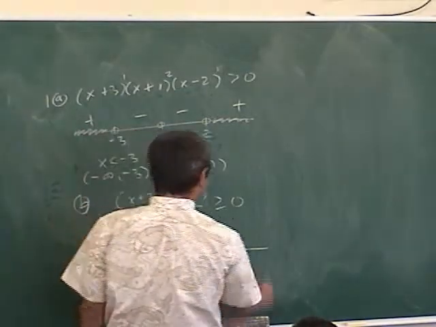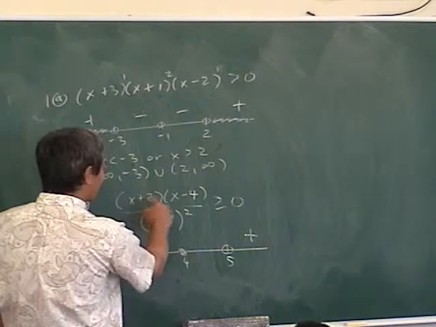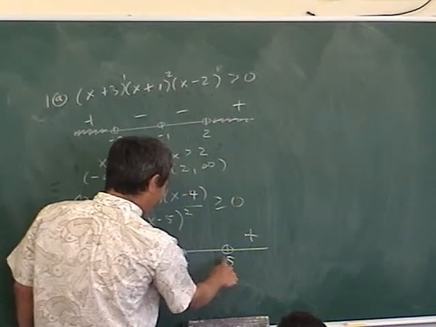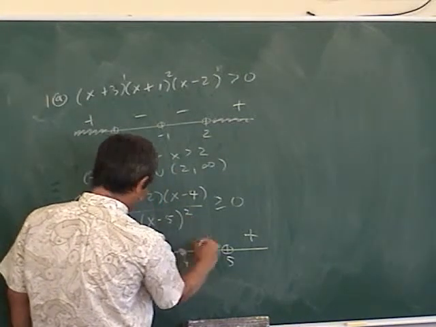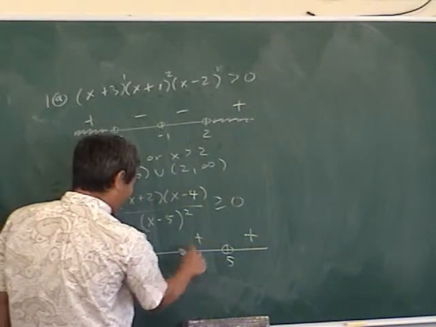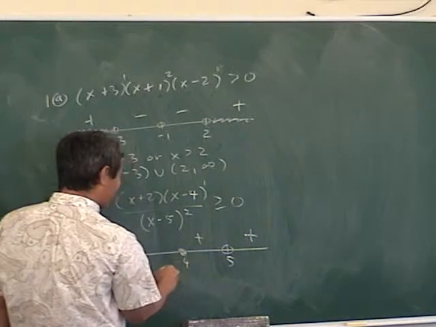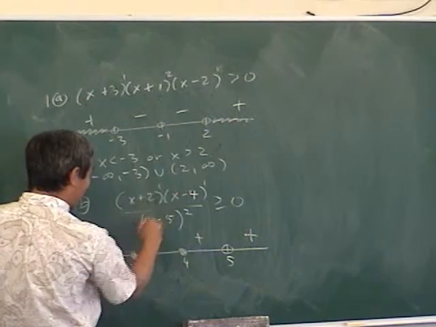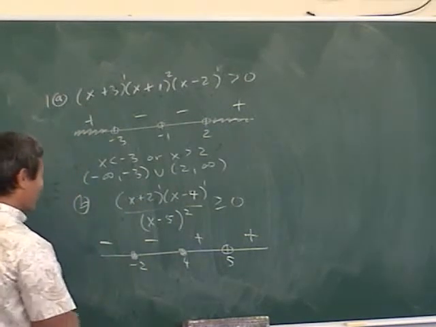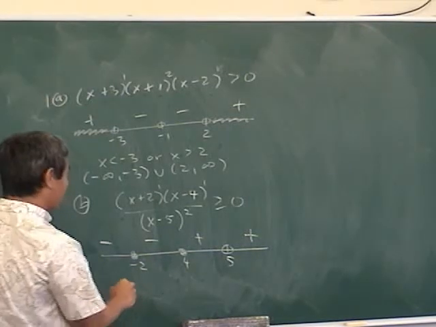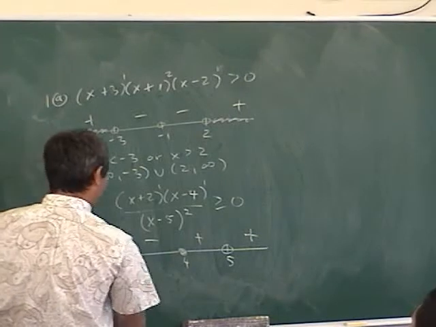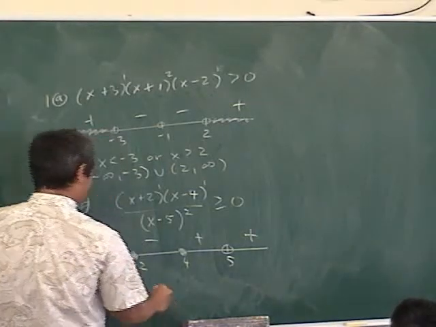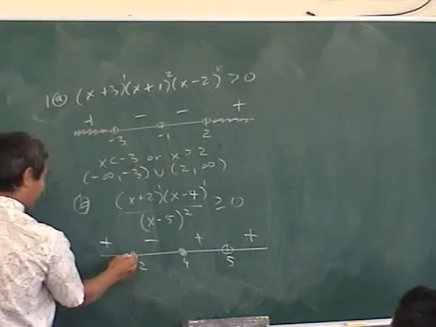Okay, how do I know without even thinking this one's plus? Because positive, positive, positive squared, right? Everything's positive. Okay, now look, 5 came from this factor. It has an even power, so stay the same. 4 came from this factor. It has an odd power. Change. Negative 2 came from this factor. It has an odd power. Change. And we're looking for greater than or equal to 0. So we shade in the pluses.